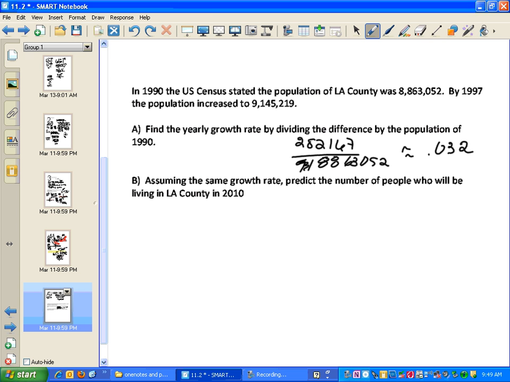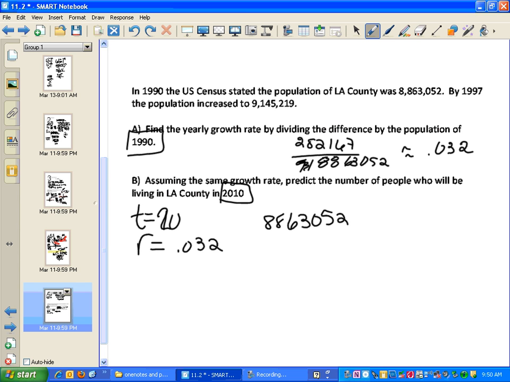So what I'm going to say, assuming the same growth rate, predict the number of people who will be living in 2010. So what is my time? 10 years, because we're taking it with respect to 1990, right? 20. Okay. My rate is 0.032, so I'm going to say, how many did I start with? 8863052, 1 plus 0.032, correct? To the 20th.